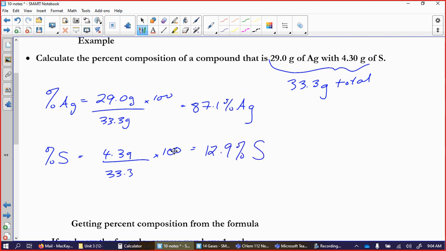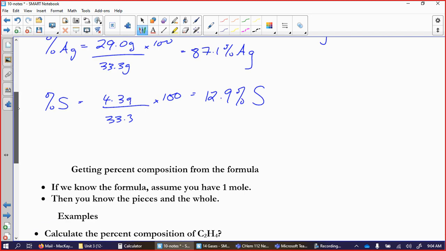So that's one way to do it. You're given the mass of two things. The only way this type of question can get complicated is if I could say 33.3 grams of a compound containing silver and sulfur are analyzed. 29 is silver. The rest is sulfur. Find the percent composition of both. You have to do the subtraction in the opposite sense.